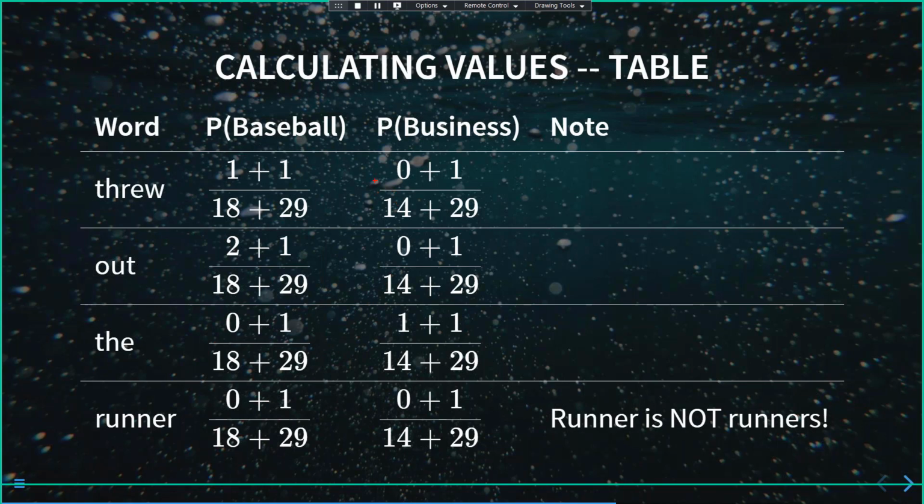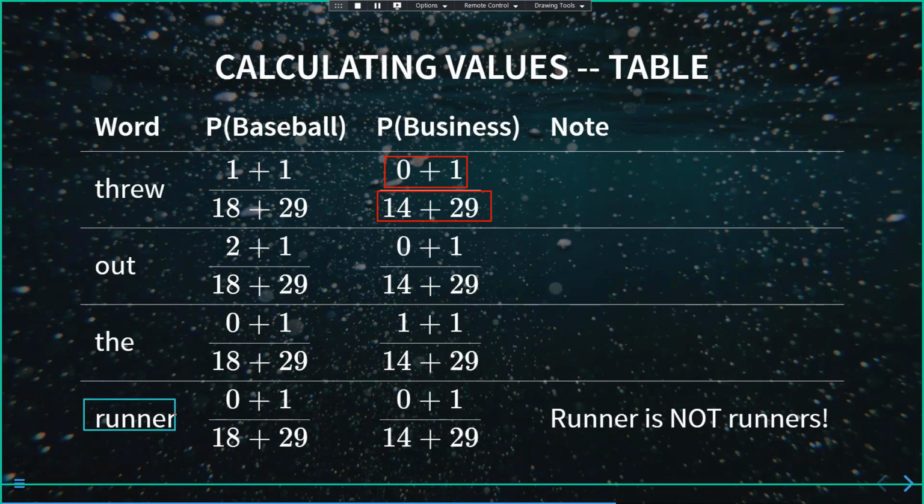For business, we have 43 words. The word through doesn't show up, but we add the 1 to it so that we don't get a 0 probability. So it'll be 1 out of 43, 1 out of 43, 2 out of 43, 1 out of 43.